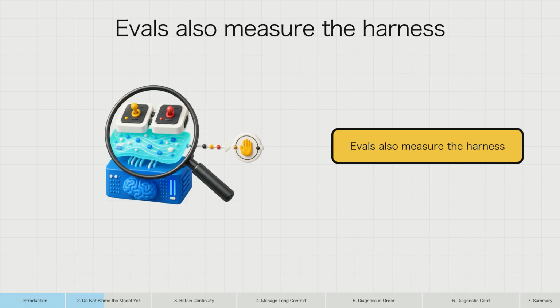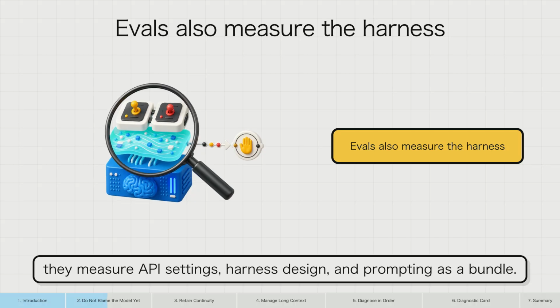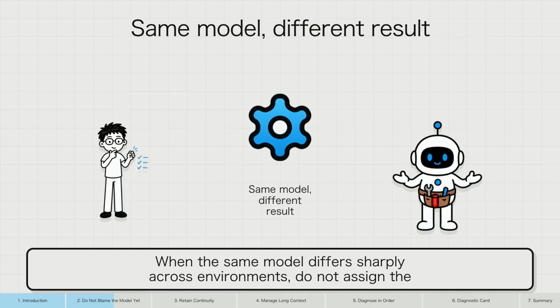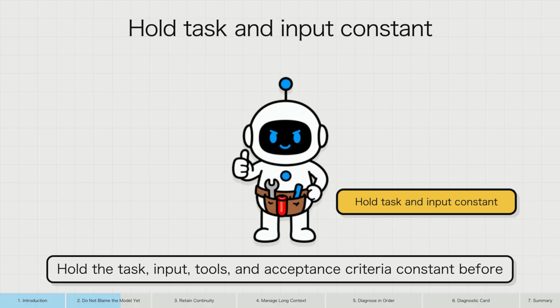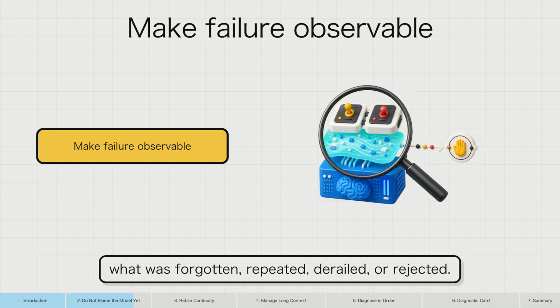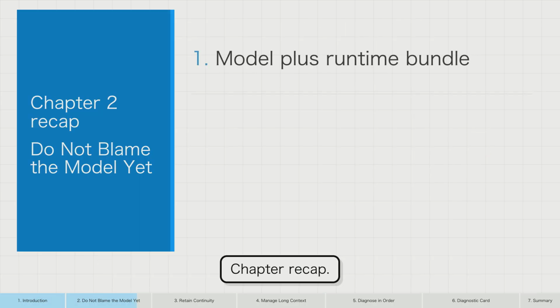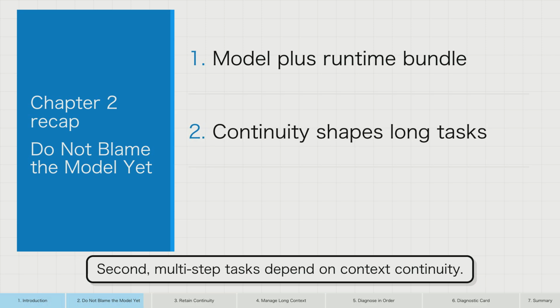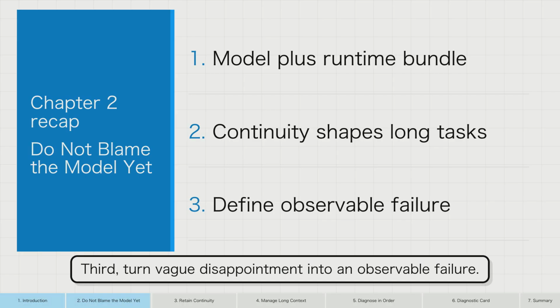OpenAI notes that evaluations rarely measure a model in isolation. They measure API settings, harness design, and prompting as a bundle. When the same model differs sharply across environments, do not assign the whole gap to the model version. Hold the task, input, tools, and acceptance criteria constant before comparing runtime environments. The human's first job is to rewrite "it got worse" as an observable failure, what was forgotten, repeated, derailed, or rejected. Chapter recap. First, performance comes from a model runtime bundle. Second, multi-step tasks depend on context continuity. Third, turn vague disappointment into an observable failure.